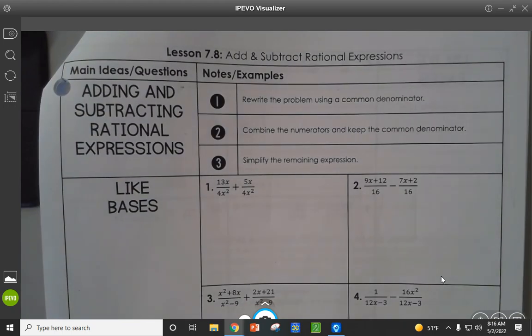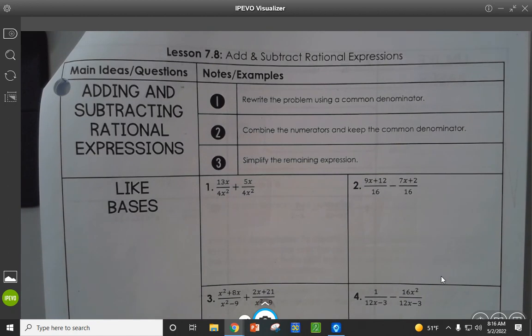So 7.8 is on adding and subtracting rational expressions. So we did multiplying and dividing. Adding and subtracting can be a little bit more complicated, a little bit harder, specifically when you don't have like bases.